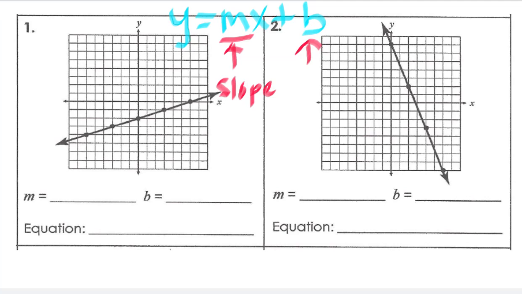Now remember, we find the slope by doing the rise over the run. And then the y-intercept is the b.